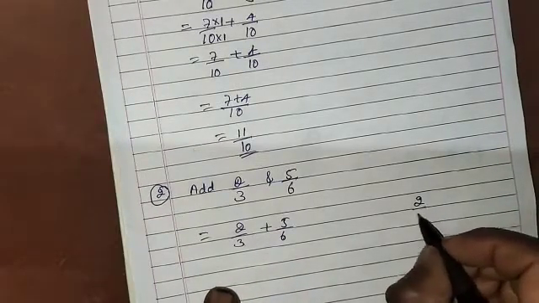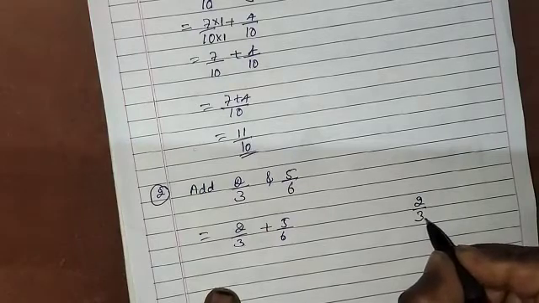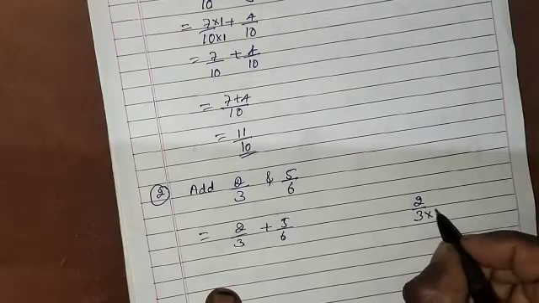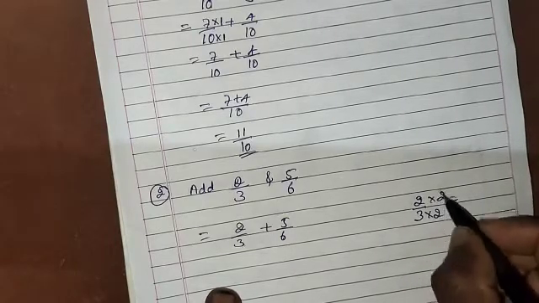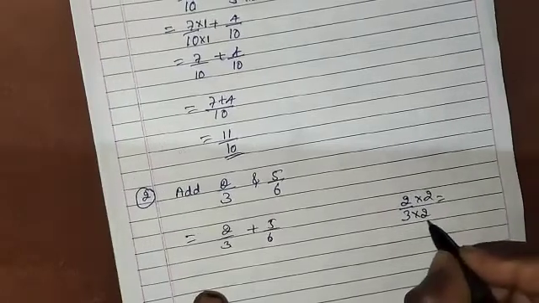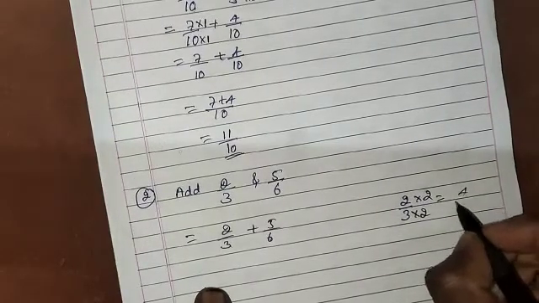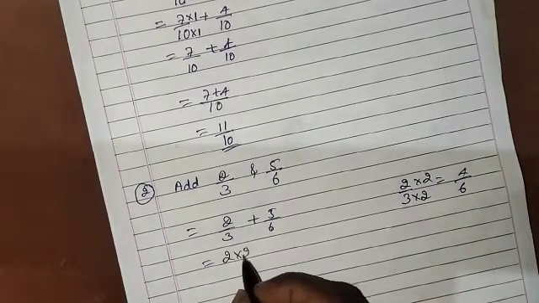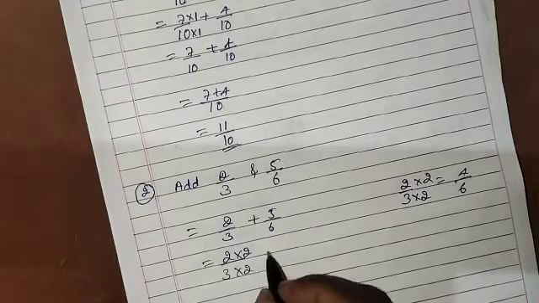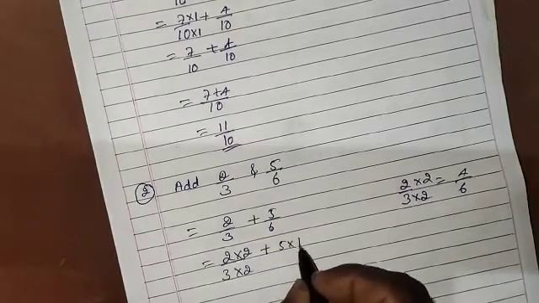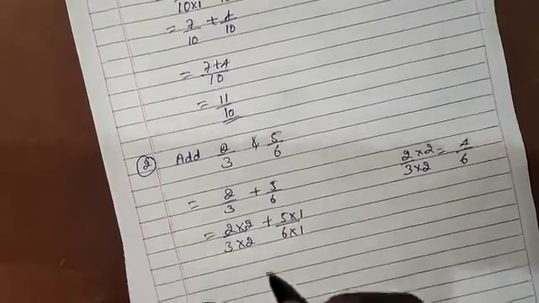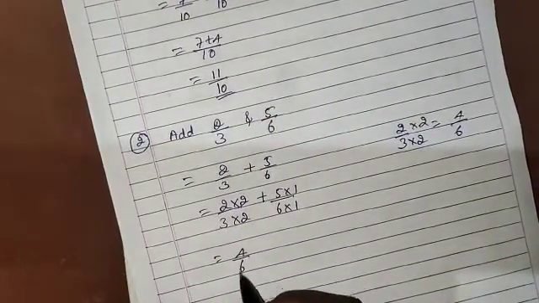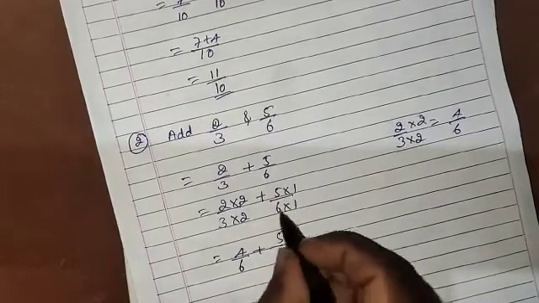Here we have 2 by 3, and now we need the denominator to be 6. For that we multiply by 2. 3 2s are 6. When we multiply the numerator and denominator by 2, we get 6 in the denominator. 2 2s are 4, 3 2s are 6. Here we multiply the other fraction by 1, so 5 1s are 5 and 6 1s are 6.